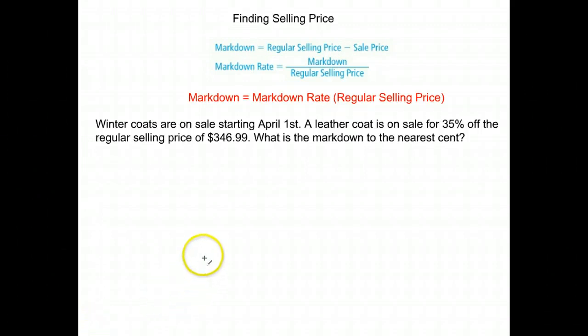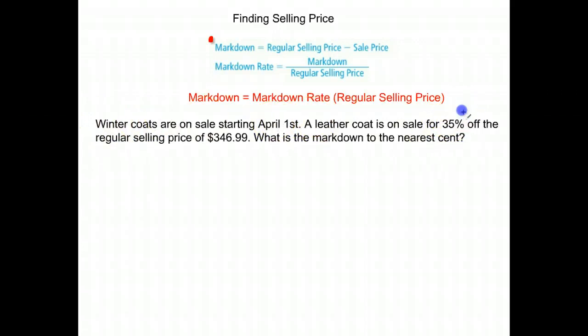All right, let's do some examples where we find the selling price for an item. Again, we're talking about markdowns, and we know markdowns are our regular selling price minus whatever the sale price is. Markdown is an amount that they take off of the regular price when it's on sale.